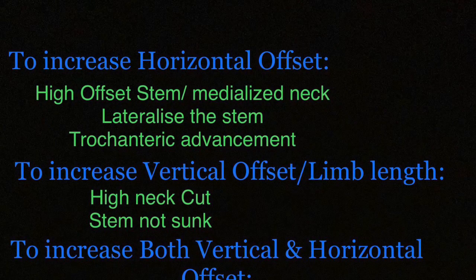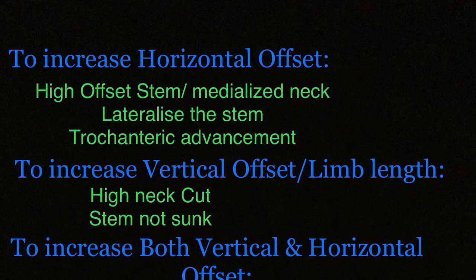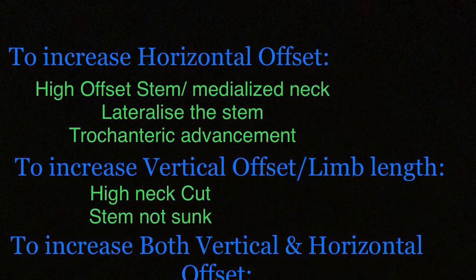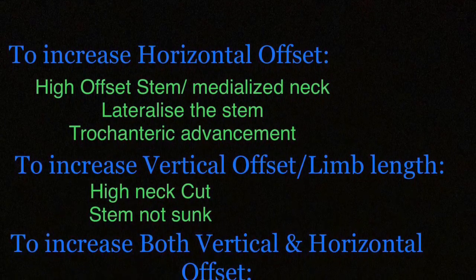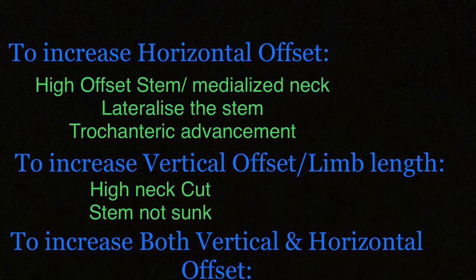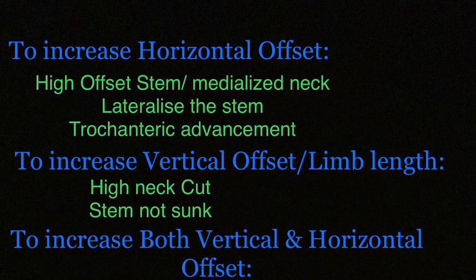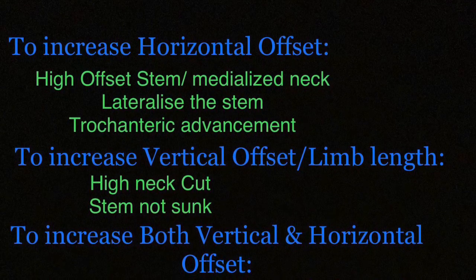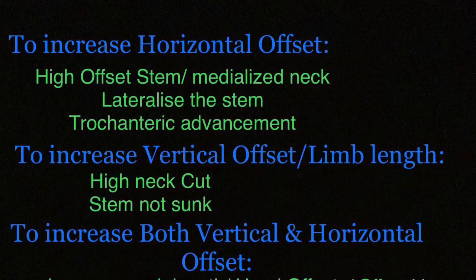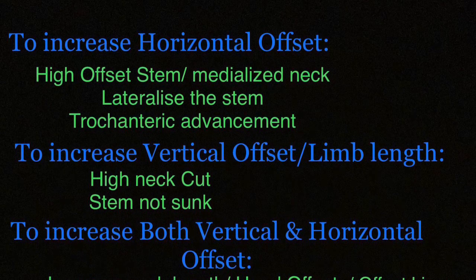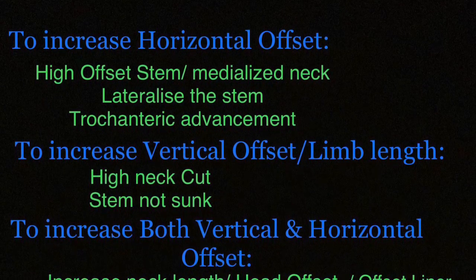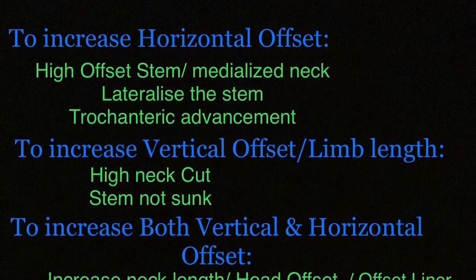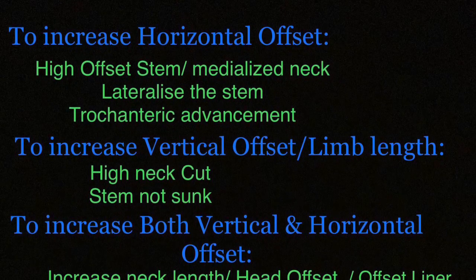To summarize, if you have to increase the horizontal offset only, just use a high offset stem with a medialized neck, or lateralize the stem, or you can do trochanteric advancement. If you just have to increase the limb length without changing the horizontal offset, then use a high neck cut. Do not sink in the stem, right? Or you can place the acetabular shell a bit lower than its normal level.